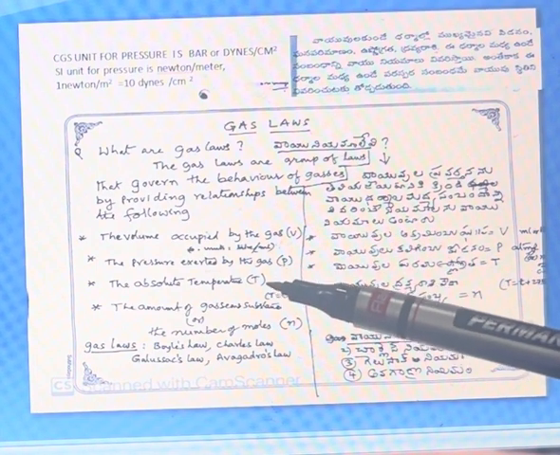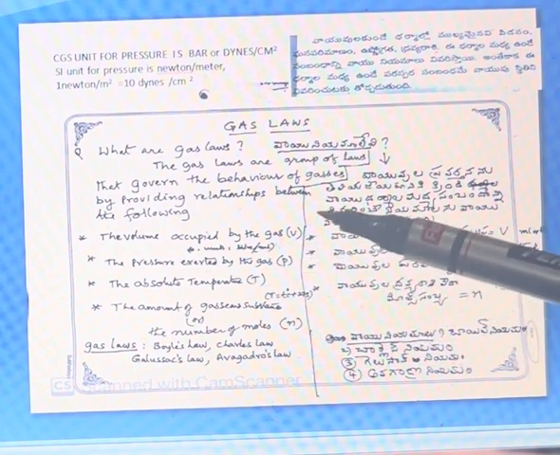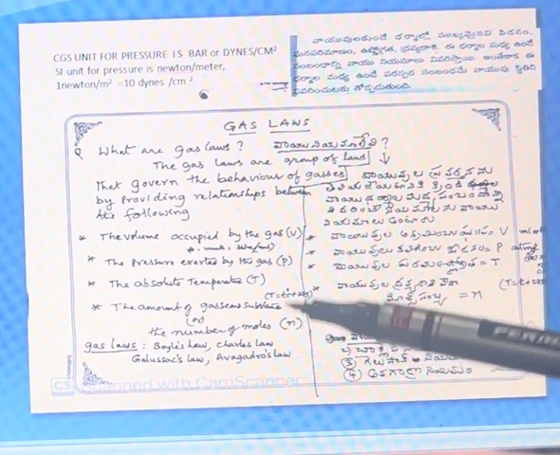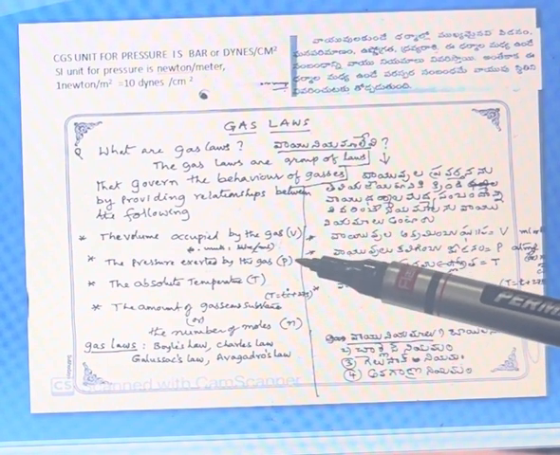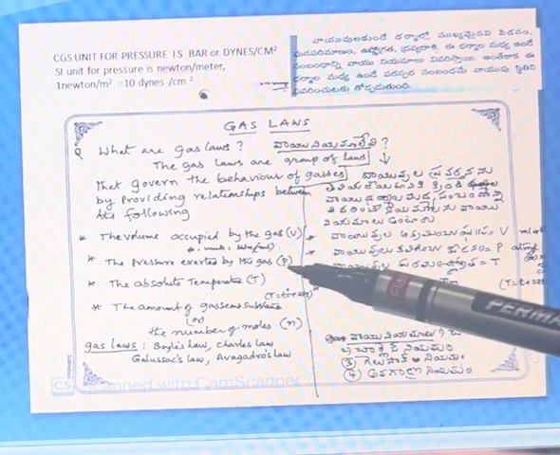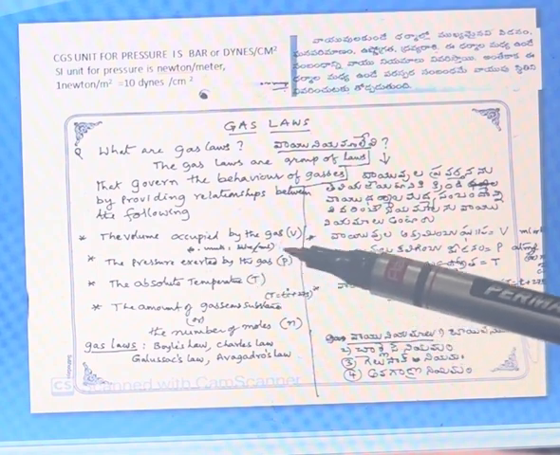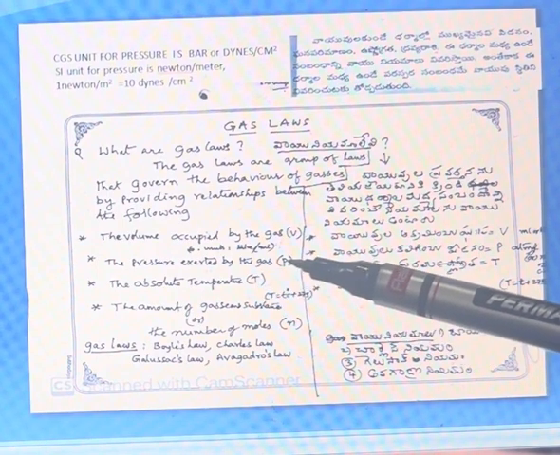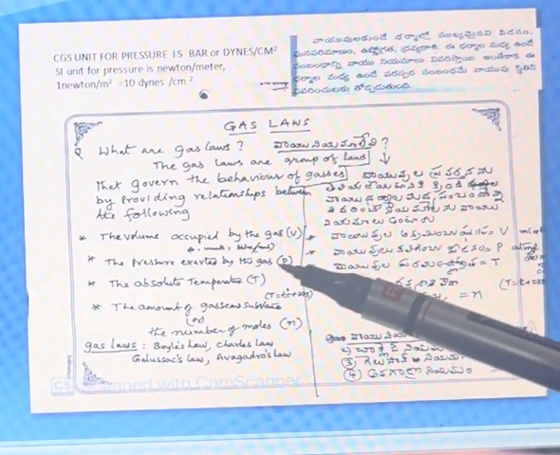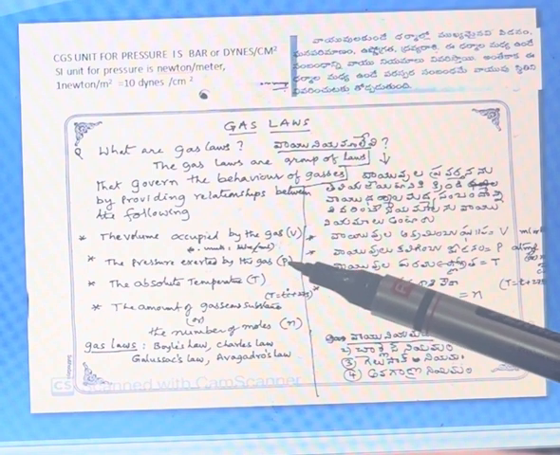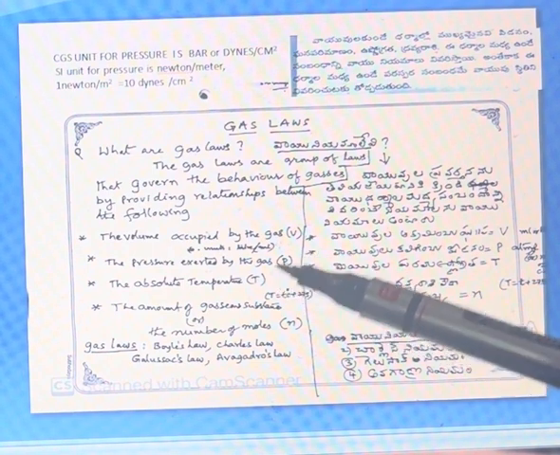Another law can be generated. If the volume and the moles are constant, then what remains? P and T. The relation between P and T is that P is directly proportional to T. As the temperature increases, pressure increases; as temperature decreases, pressure decreases. That relation is directly proportional, and it gives Gay-Lussac's law.